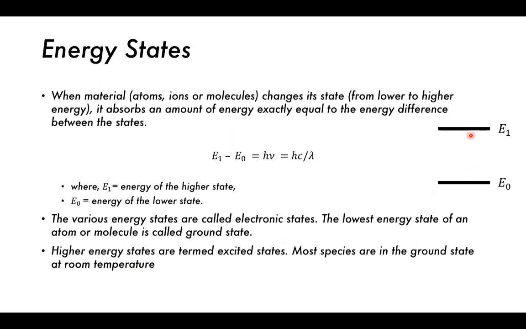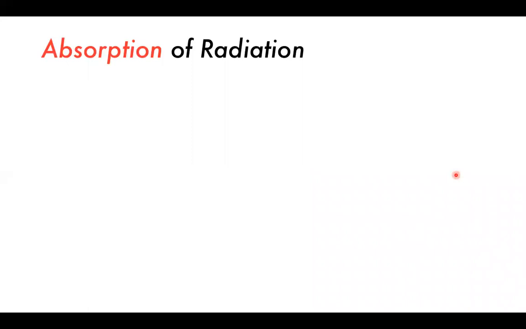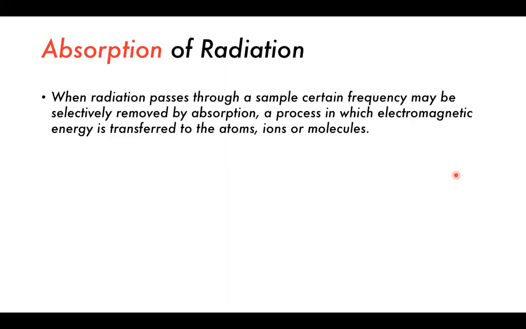So if we have two energy levels like so, we have the ground state E0 and the excited state E1. During the absorption process, we have an energy increase from the ground state to the excited state. The energy difference between these two states is given by h nu, where nu is the frequency, which can obviously be related to the wavelength. So the electromagnetic radiation should have a wavelength which represents the energy difference between these two states. Absorption of radiation is the process by which these molecules take in that energy and go from the ground state to the excited state.